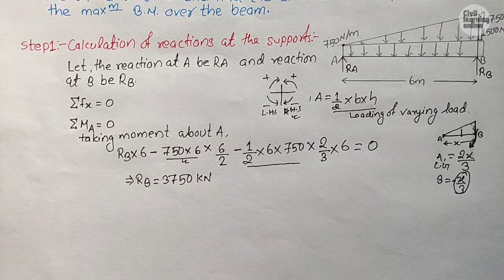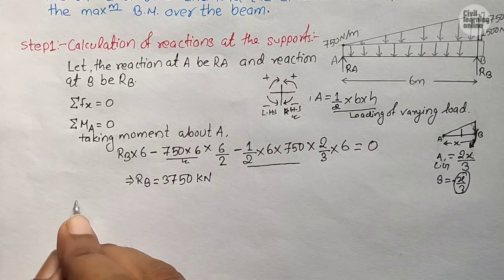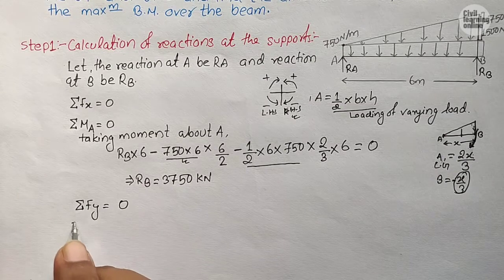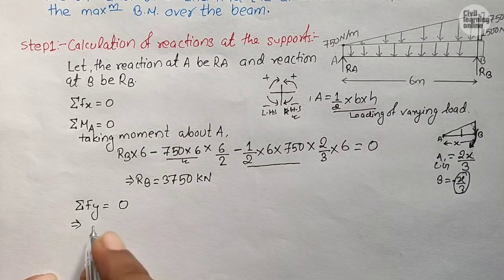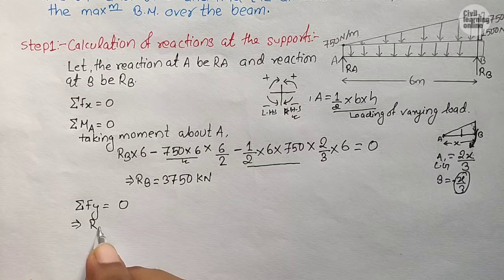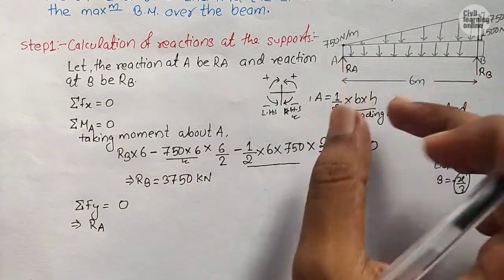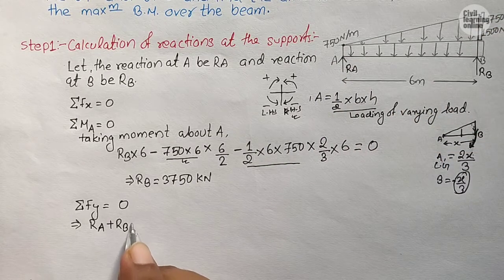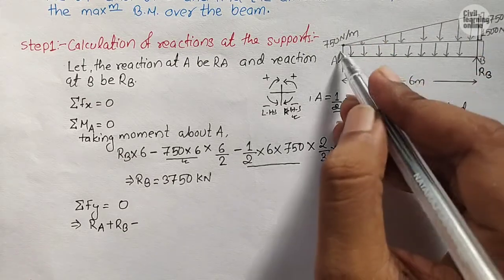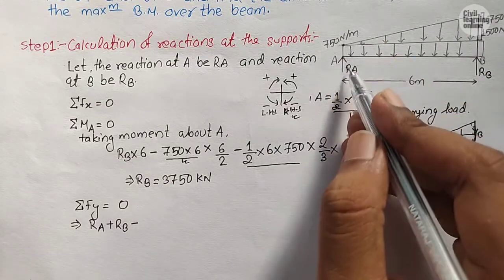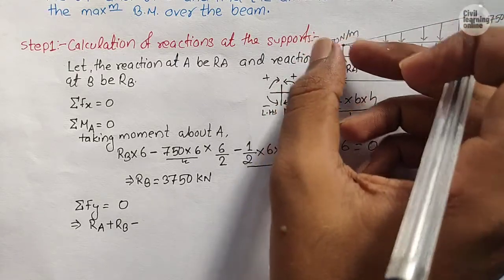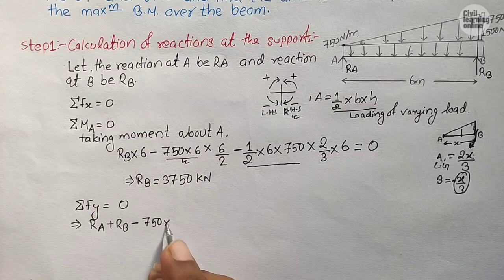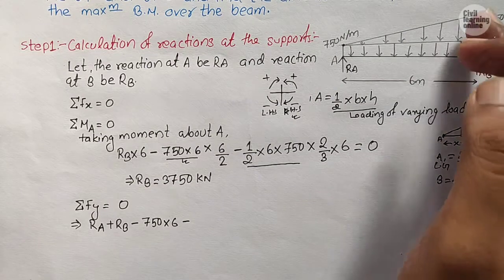Now after finding the reaction at B, let us find the reaction at A. For that we will be using a separate condition, that is sum of forces in vertical direction equals 0. Upward force minus downward force equals 0, and upward force means RA and RB are acting in upward direction, so RA plus RB minus downward forces. Now guys, this is 750 Newton per meter UDL, and if we multiply this by span, it will give us the point load, which will be 750 into 6 acting downward.